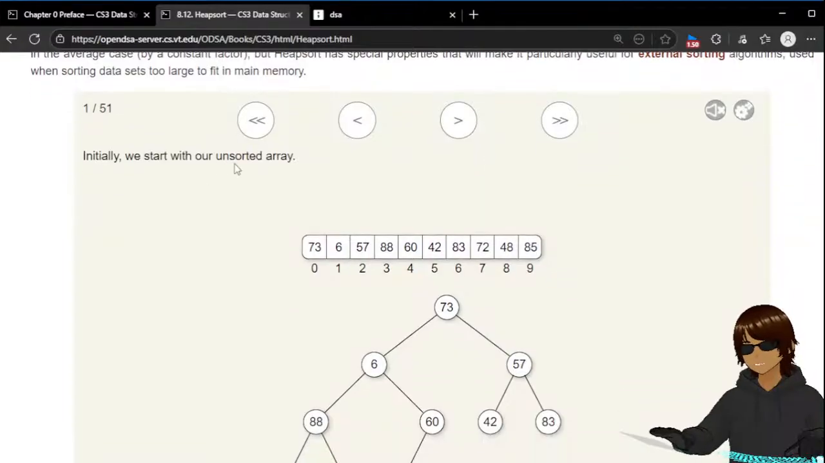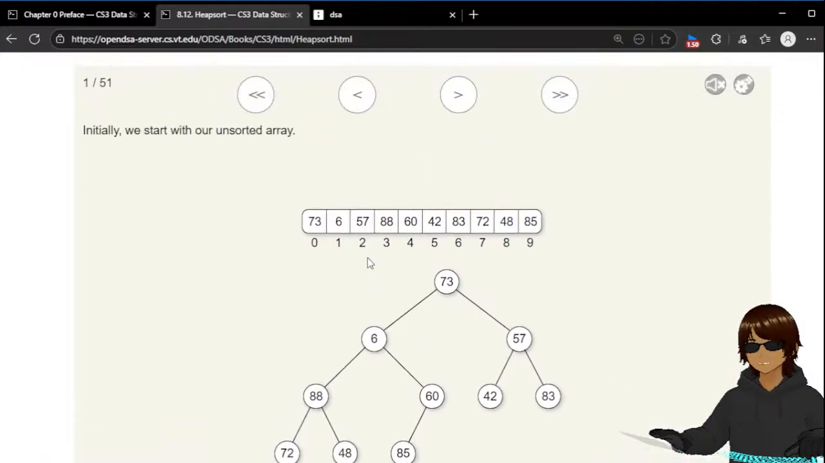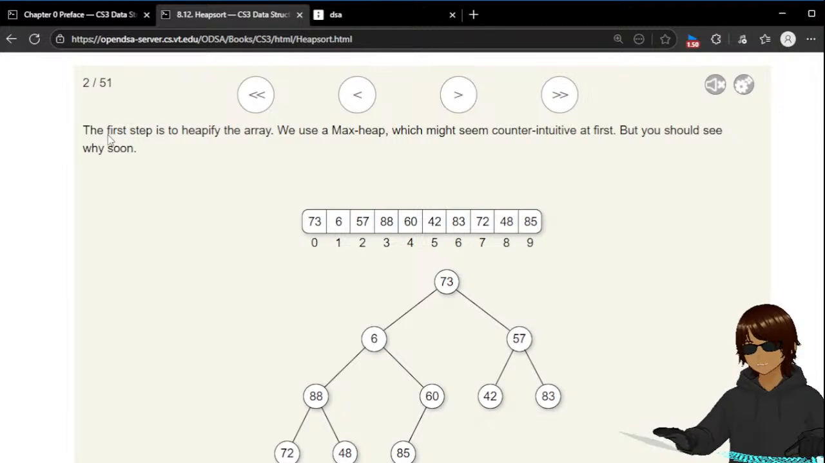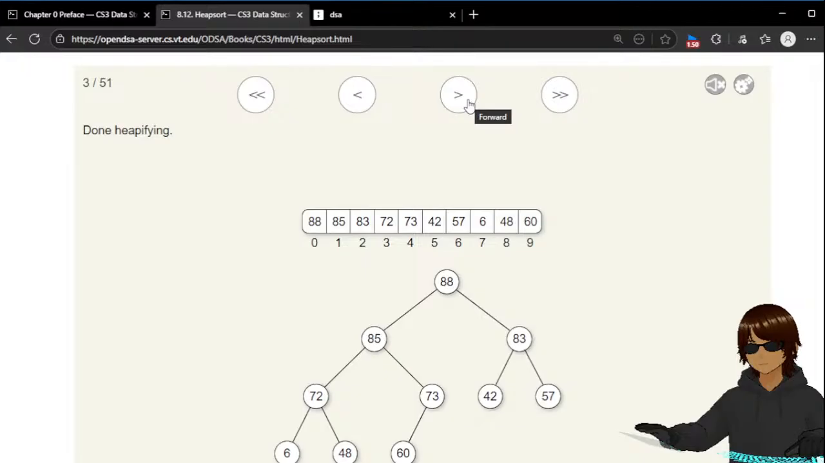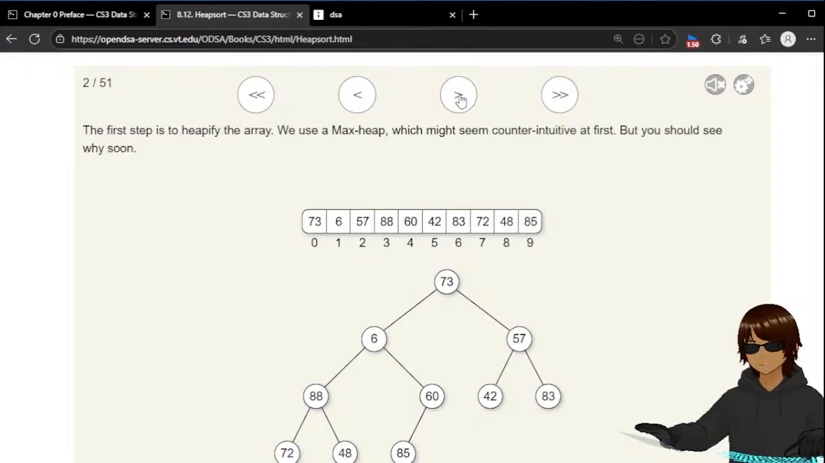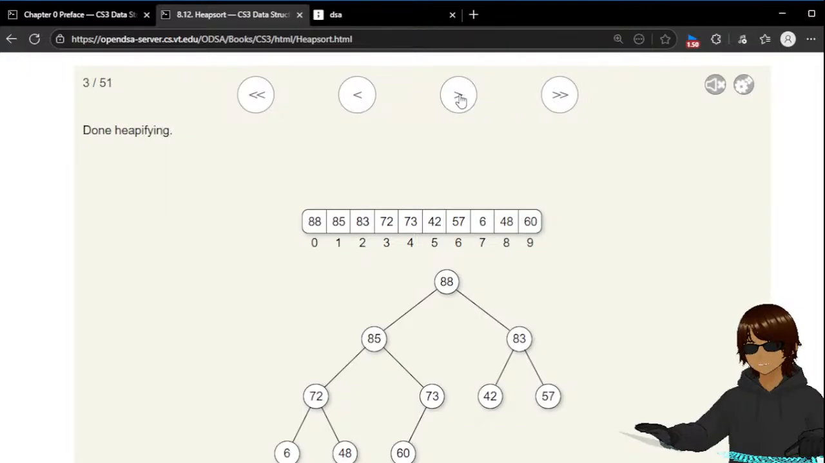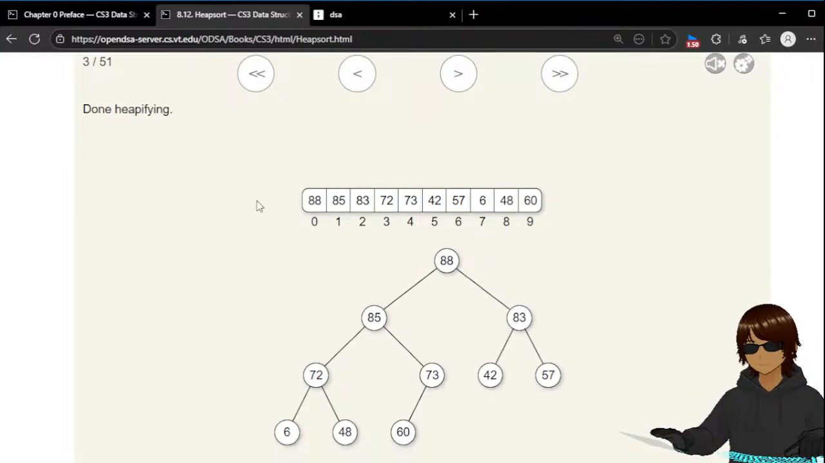Initially, we start with our unsorted array. So 0, 1, 2, 3, 4, 5, 6. And we are supposed to imagine it as a heap. First step is to heapify the array. We use max heap. It seems counterintuitive at first, but you should see why soon. Done heapifying. Okay. 88, 85, 83, 72, 73, 6, 48, 60, 42, 50.